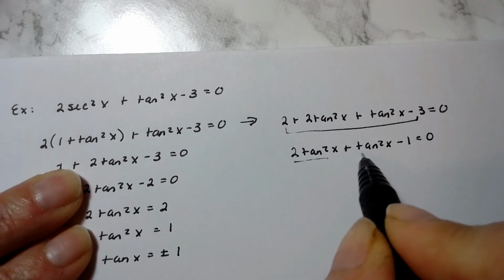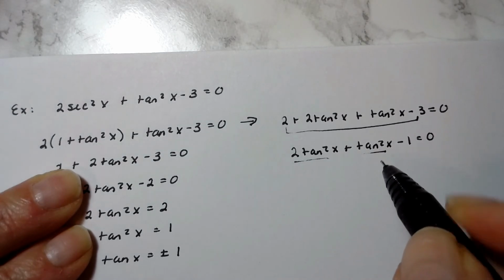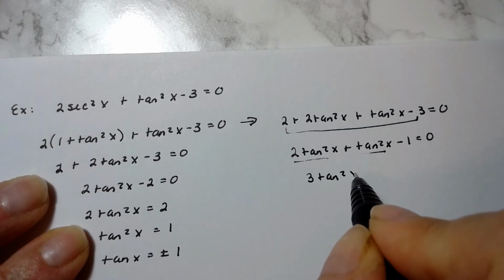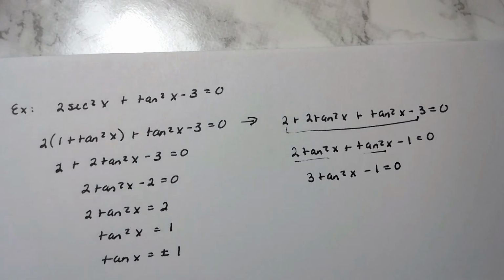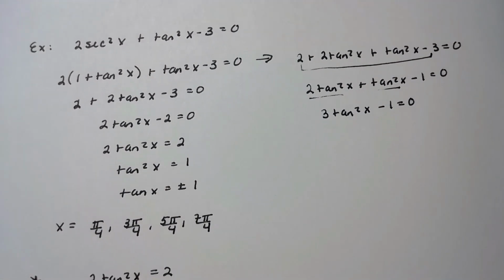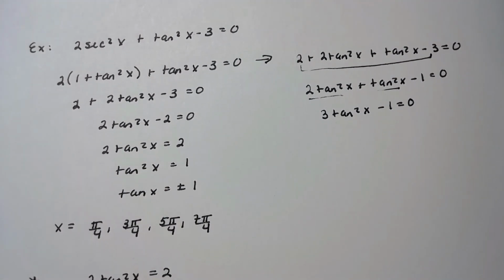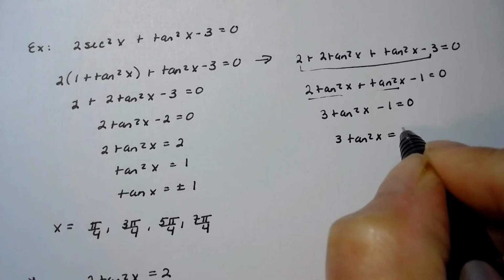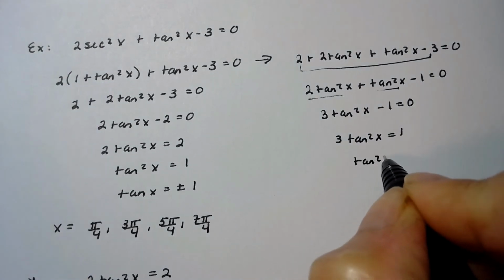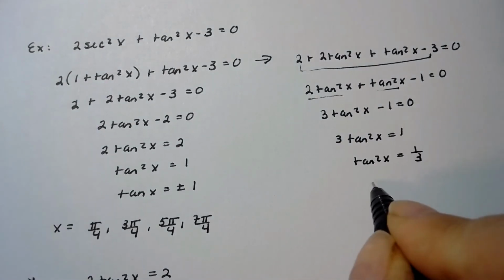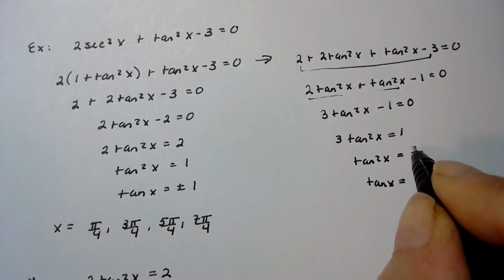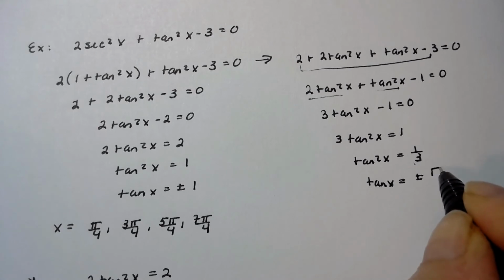And then I see that these two are like terms, so I can add their coefficients and write that as 3 tangent squared of x minus 1 equals 0. And then all this becomes at this point now is something where I'm going to have to add, divide, and then take the square root. So I'm going to add 1 to both sides, divide by 3, and take the square root of both sides. So I'm going to rationalize, right, this is the square root of 1 over 3, which is root 3 over 3.